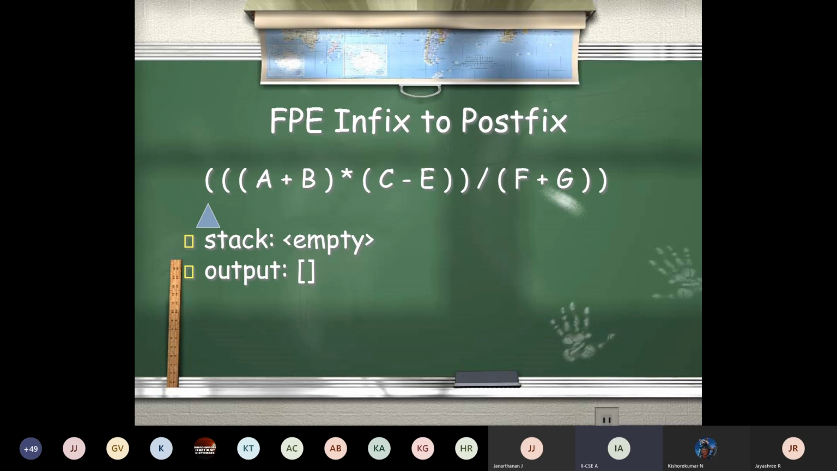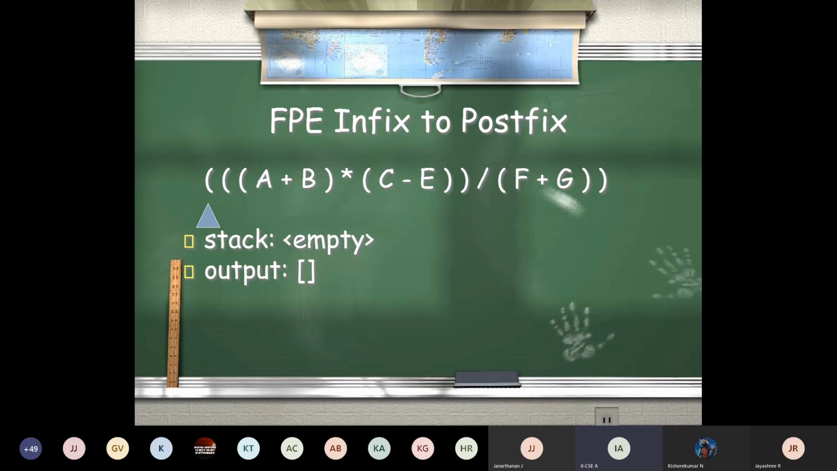We are only going to do two things. We are going to read an expression. If it is an open bracket, push it into the stack. If it is an operand, like A, B, or C, we are going to write it into the output. If it is an operator, plus or star, you are going to push it into the stack.